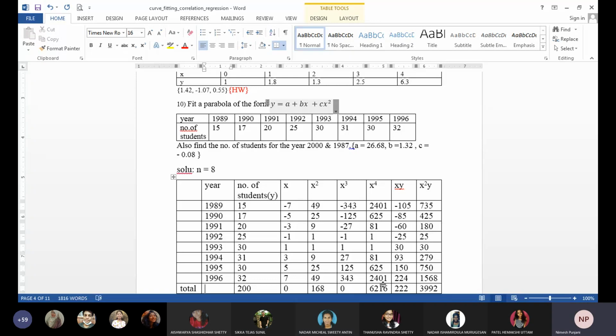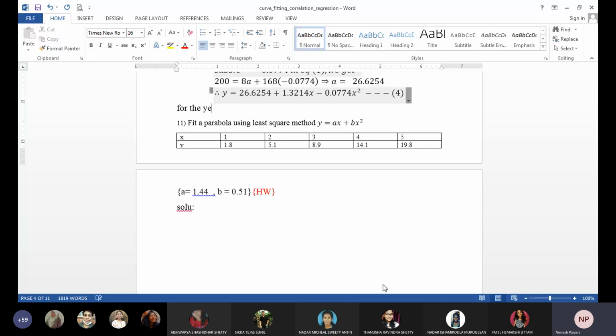So 15. For the year 2000, take x equals to 15 in equation 4. तो क्या मिलेगा मेरा y? The value is 29.0314.